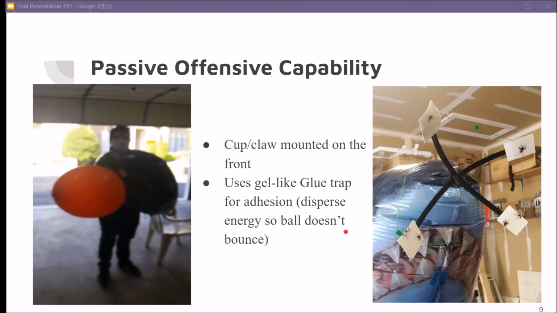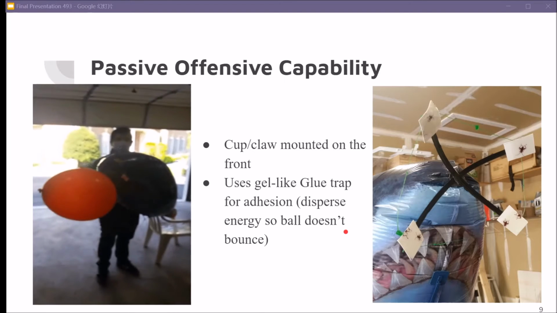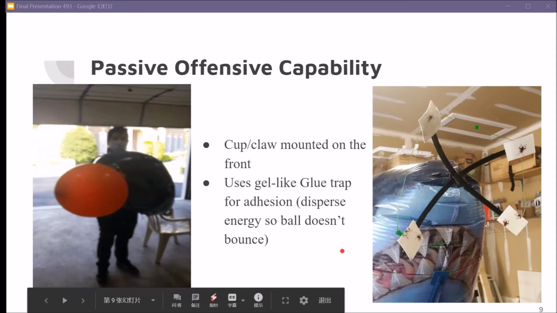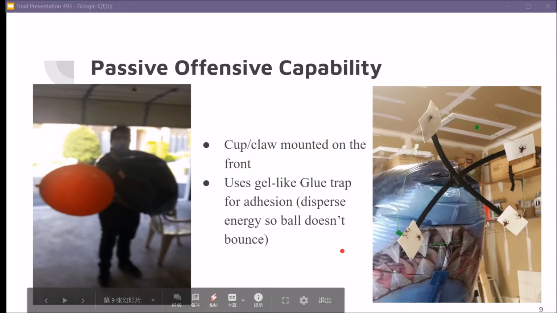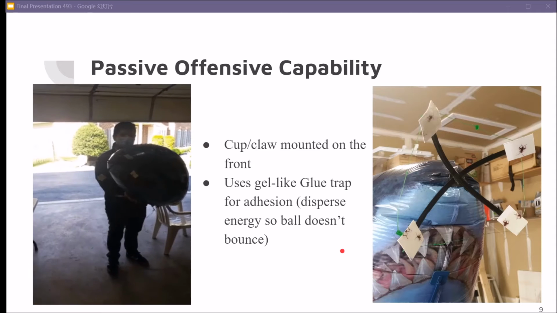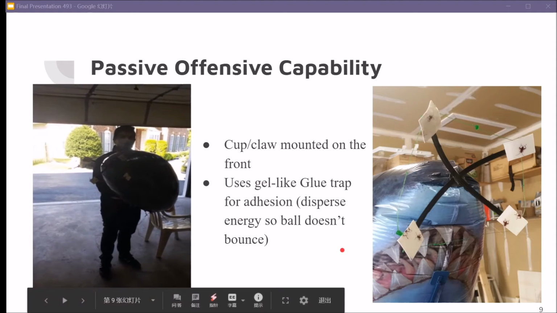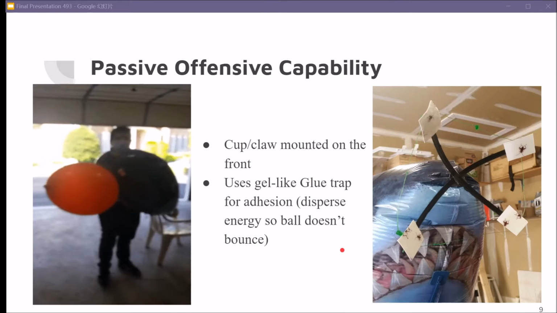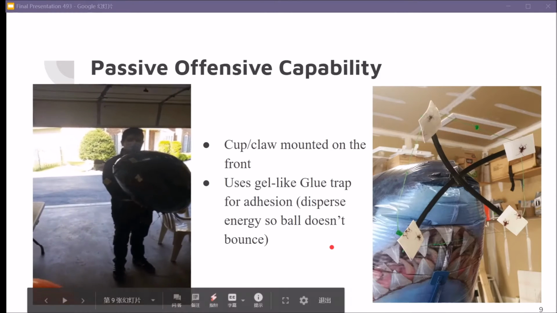So we solved it by using modified bug-catching glue traps, which can disperse the energy and secure the ball. After our testing, the cup can catch and secure the ball, and it's lightweight and modular, which are useful for adjusting the weight of our blimp.